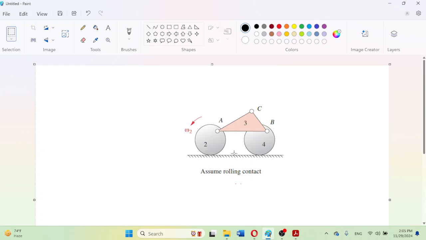As we can observe, link 2 is in pure rolling, so this contact point will also be an instant center. This link number 4 is also in pure rolling contact with this horizontal grounded surface, so this contact point will also be another instant center.